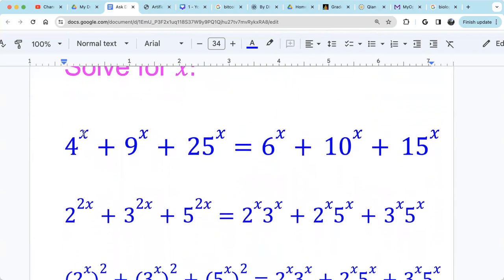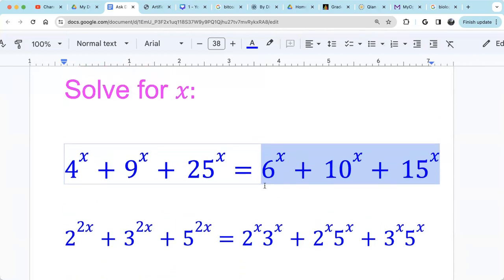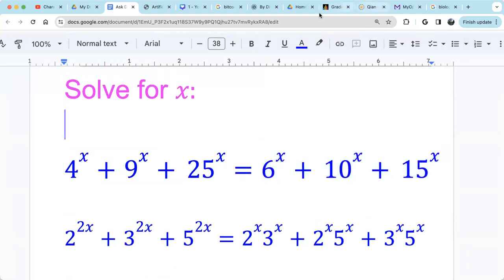Well, let's go back to the original equation. In this case, you see 4 raised to 0 is 1, 9 raised to 0 is 1, 25 raised to 0 is 1. So I have 3 on the left-hand side. On the right-hand side, same thing. We have different bases, but when they're raised to 0, there's only one value, 1. Okay, that is the solution for this equation.